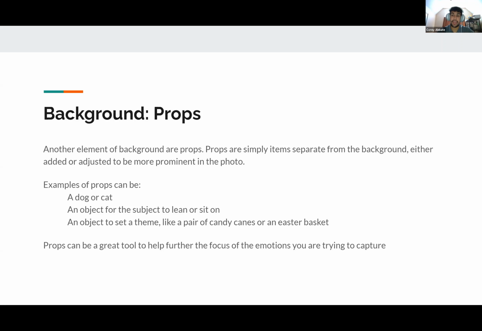I'll list off some examples here. A dog or a cat can be a prop. You can have the dog in your hand, or just sitting next to you, but the dog or the cat is not the subject of the photo when you're using them as props. An object for your subject to lean on. So when you said a Christmas tree, that could be the background. How would it be a prop?